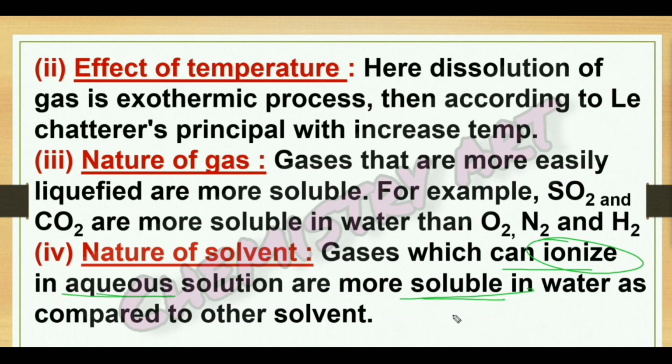For example, carbon dioxide. Okay, if carbon dioxide is dissolving, CO2 plus H2O is forming H2CO3. It's a carbonic acid, H2CO3, in which H plus is there and CO3 minus is there. Okay, so they are converting into ions, so they can dissolve very easily. So nature of solvent also matters.